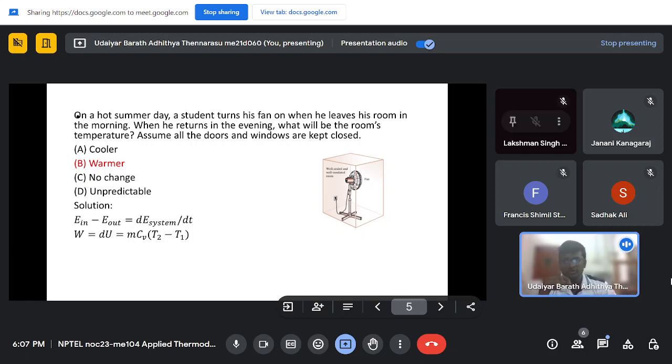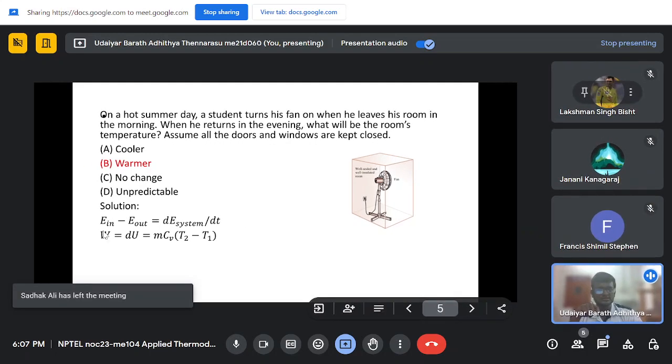You can see this from the first law: E in, energy in, minus E out, energy out, equals the change in the energy of the system. The E in is the work done on the system, which will cause the internal energy of the system to change. If this work done is positive, because you are giving in energy, the temperature T2 will be larger than T1. So the temperature would have risen compared to the morning temperature. So the answer is option B.